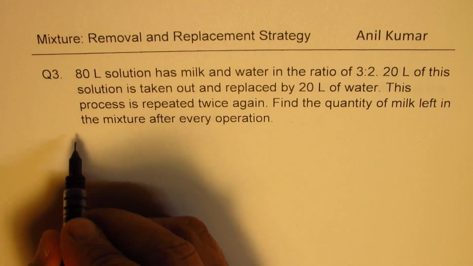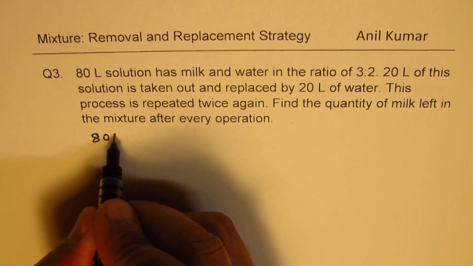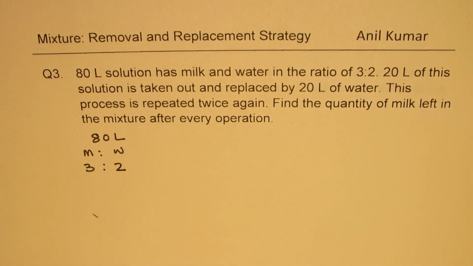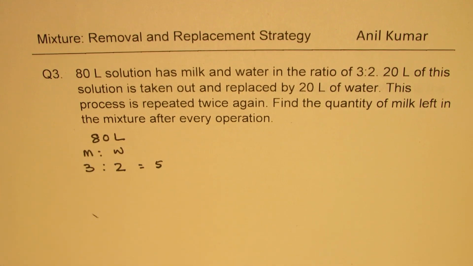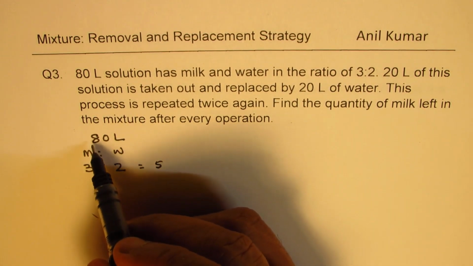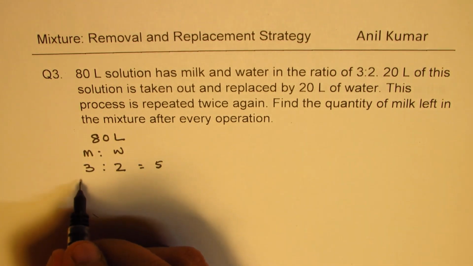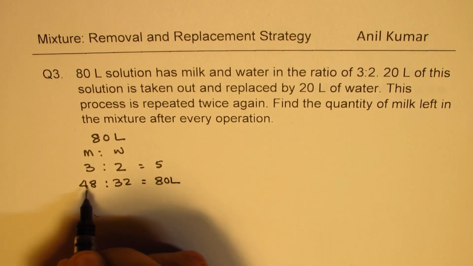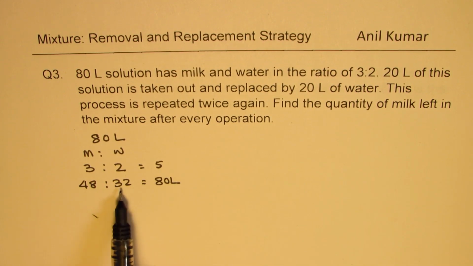So we have 80 liters to start with, but it is in the ratio of 3:2. So we have 80 liters, but as far as milk and water is concerned, the ratio is 3:2, correct? So 3:2 means a total of 5. When you divide 80 by 5, you get 16. So out of 80, we have 48 is to 32. This is from 80 liters, and that is your milk, and this is your water.